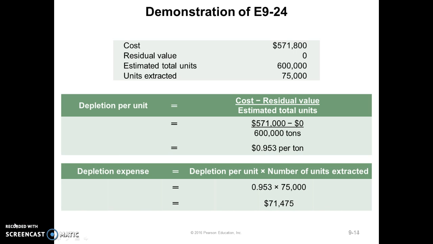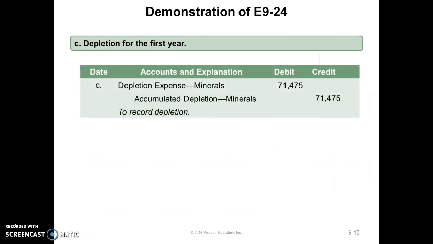How much did we extract for the first year? Well, we actually extracted 75,000 units for the year. So we're going to do 75,000 tons times the 0.953. So we have depletion of 71,475. And we do it almost like depreciation and accumulated depreciation. So it's the 71,475 debit and the accumulated depletion of 71,475. Very similar.